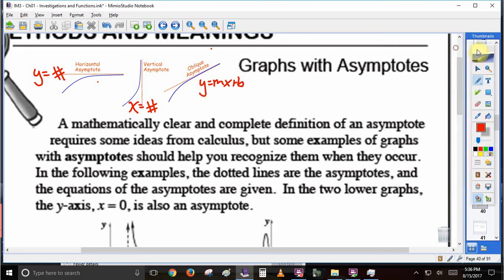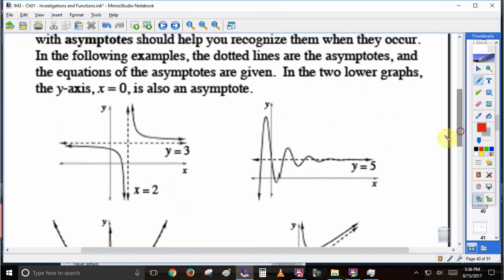So let's take a look here as we go through these math notes. This says a mathematically clear and complete definition of an asymptote requires some ideas from calculus, but some examples of graphs with asymptotes should help you recognize when they occur. In the following example, the dotted lines are the asymptotes and the equations of the asymptotes are given. In the lower two graphs, the x-axis, y equals 0, is also an asymptote. So let's take a look at these.